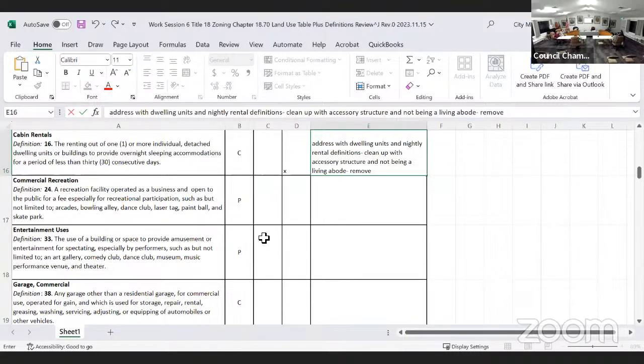But only if it's covered by one or the other, so not removing it in a way that, if somebody happened to have a cabin right now, they wouldn't be able to. Only remove it if they would then fall under a new definition. So it would still be permitted. Anything else for cabin rentals?